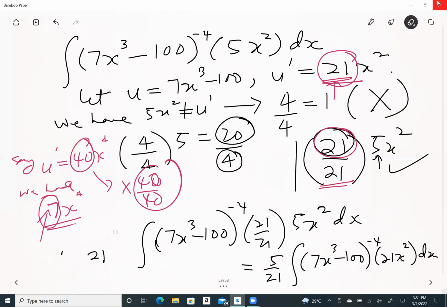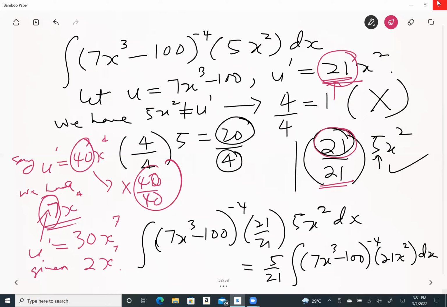But in another case, of course, sometimes it's quite easy. For example, suppose u prime is 25x to the power of 7. Or suppose you have 30x to the power of 7, but you are given 2x to the power of 7.